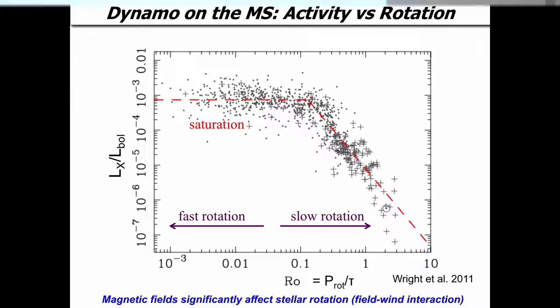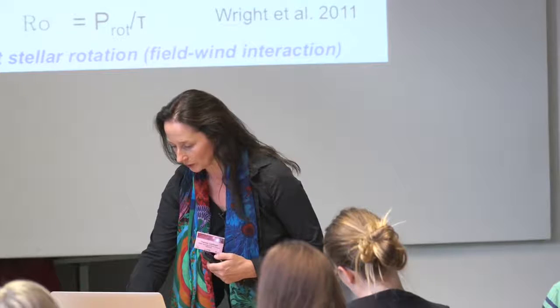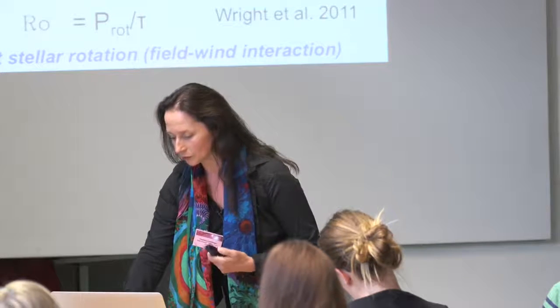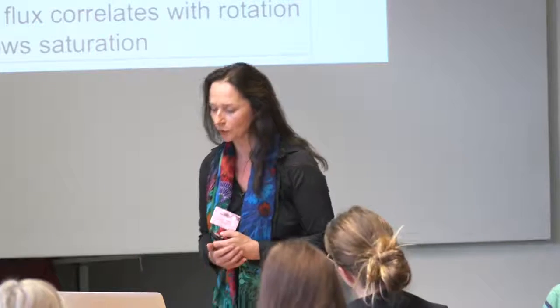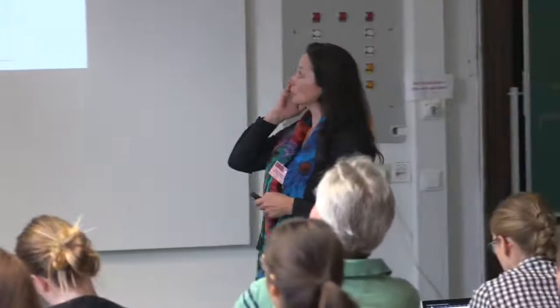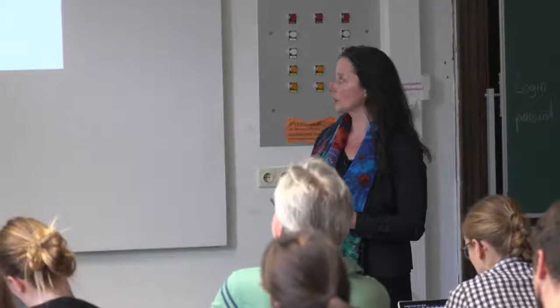So not only rotation is decreasing, but also X-ray levels, which at the beginning are very high, with spots in high numbers. Also the X-ray levels are decreasing, which is of course important for the planets around them. The same holds true for the large-scale magnetic flux.